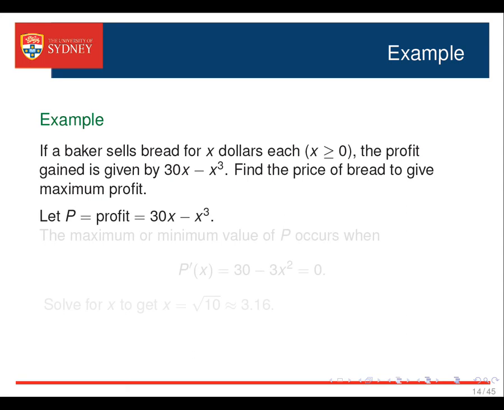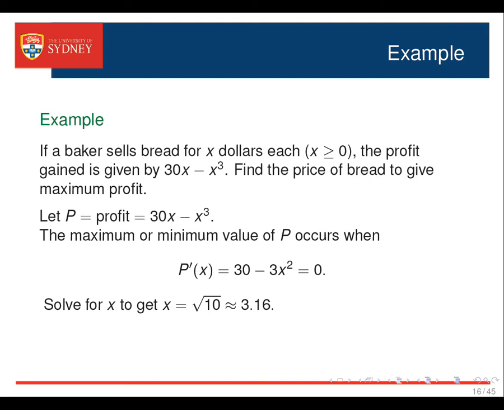First, let us introduce a function p, which measures the profit of the baker in terms of x. We can find the stationary point by differentiating p, letting it equal 0, and solving for x. And so we get x equals the square root of 10, which is about 3.16. Note that we disregard the other solution, x equals minus square root of 10, since we know x cannot be negative due to the nature of the problem.